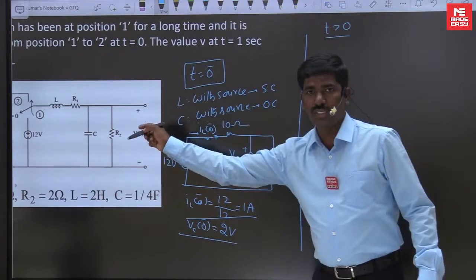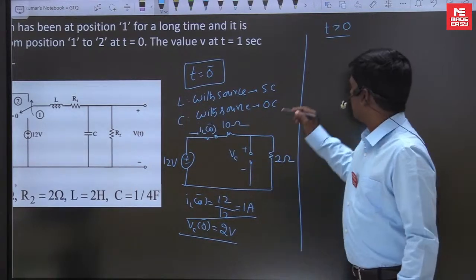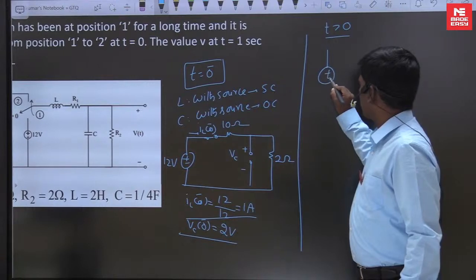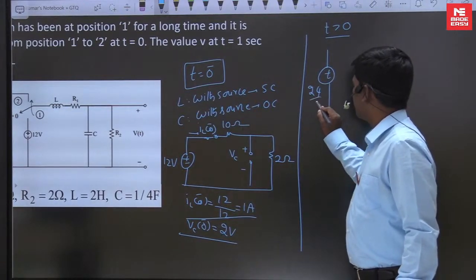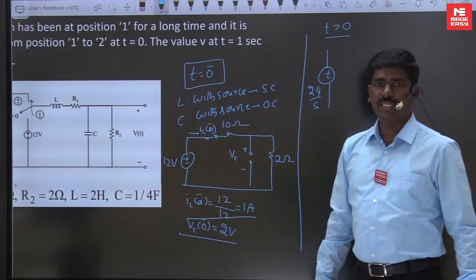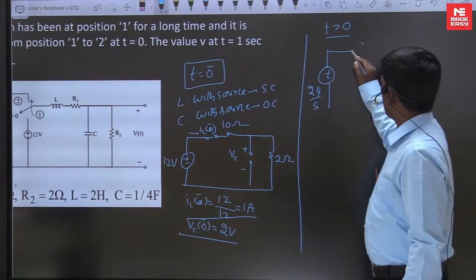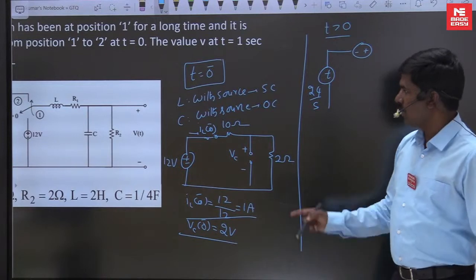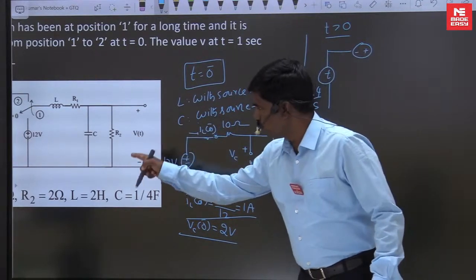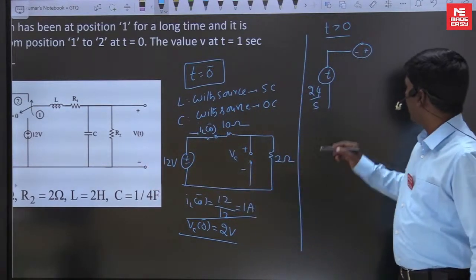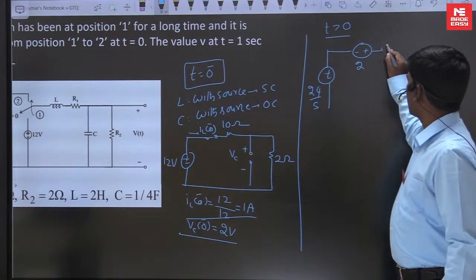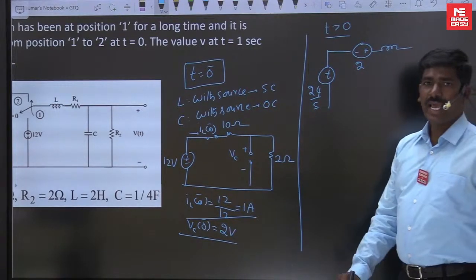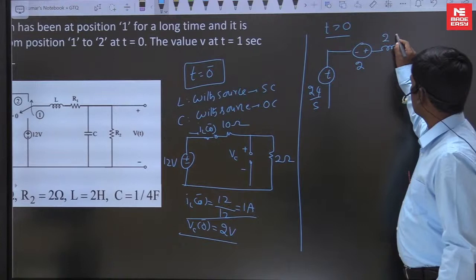Here 24 volts. Switch is moved to 2. So 24 का क्या है, here is 24 by S. Inductor is replaced by voltage source minus plus. This value is L into I naught. L value is how much? L value is 2. I naught is 1. So 2. Inductor is LS. LS is 2S.